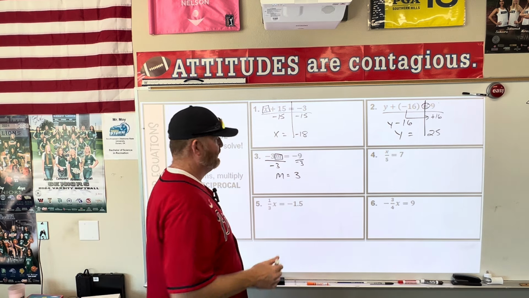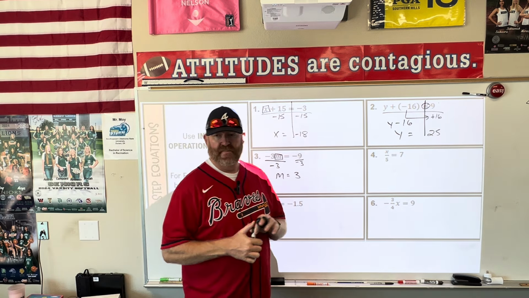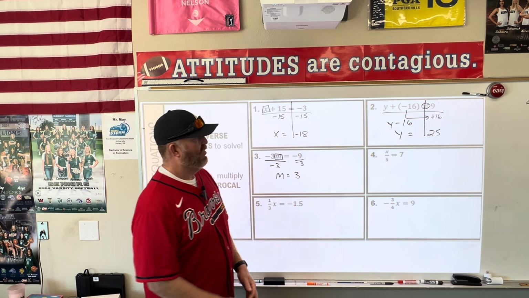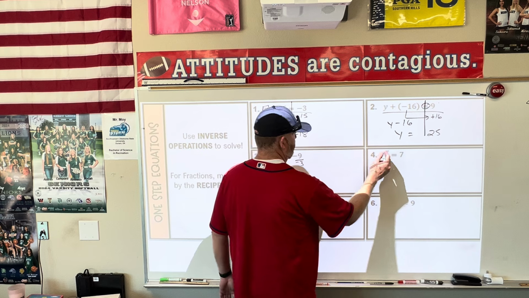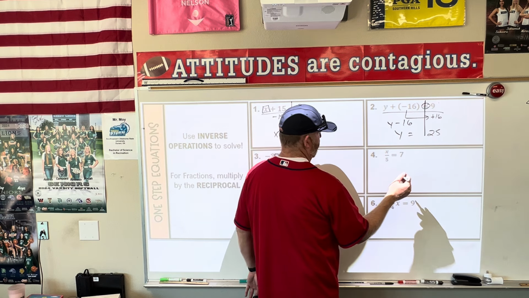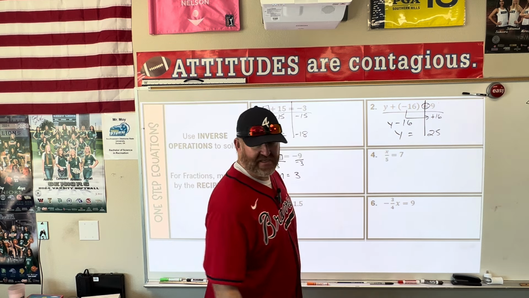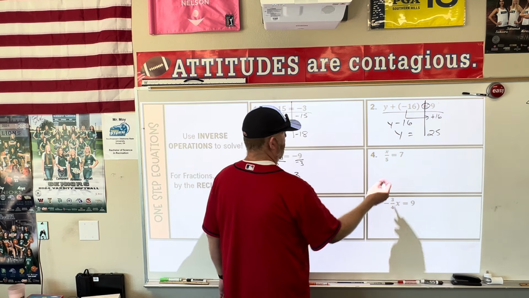Number 4. What do you got? X equals 35. Hold on. What kind of problem is X over 5? Division. So what am I going to do? I'm going to multiply by 5. What's the opposite of dividing by 5, guys? Multiplying by 5. So I'm going to multiply both sides times 5.